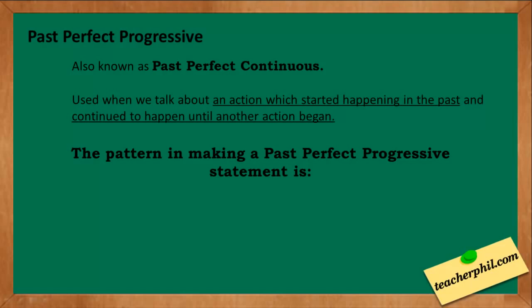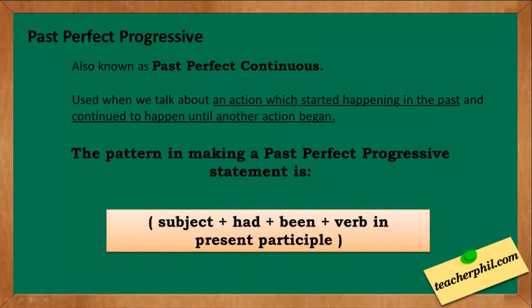Past perfect progressive is also known as past perfect continuous. This is used when we talk about an action which started happening in the past and continued to happen until another action began. The pattern in making a past perfect progressive statement is subject plus had plus been plus verb in present participle.